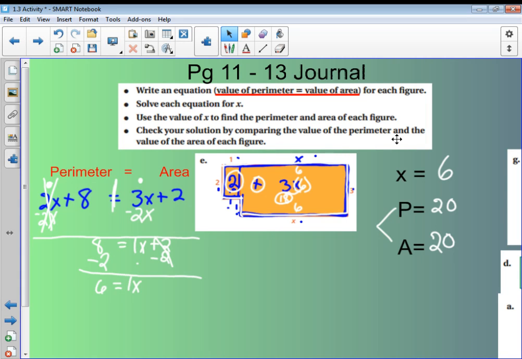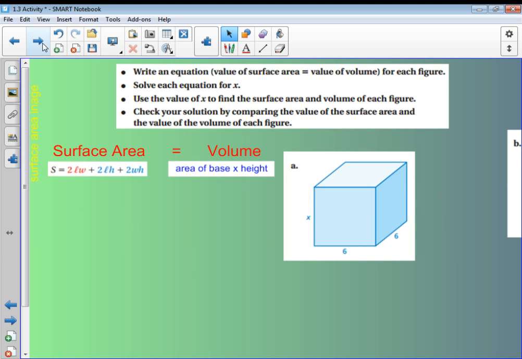Okay, so we're going to shift to the next one, which is working with surface area and volume. So these pictures are actually on page 13. I'm going to do one of them with you, and then you're going to do the other one. So our equations here, we're doing the surface area and the volume. So I went ahead and wrote out what our formulas were there.